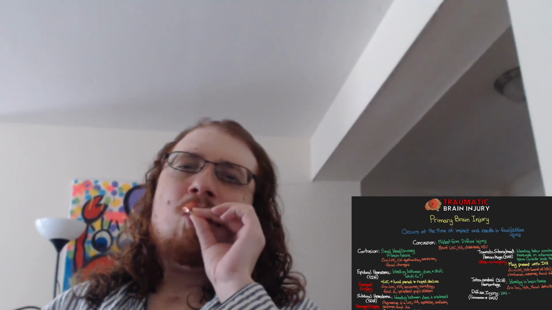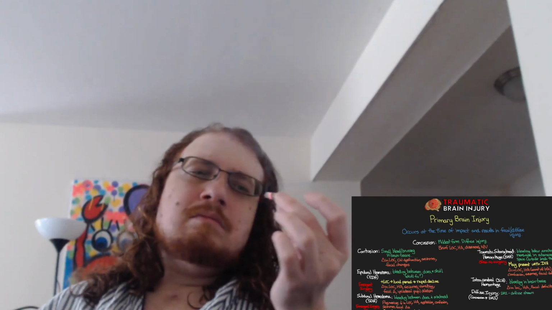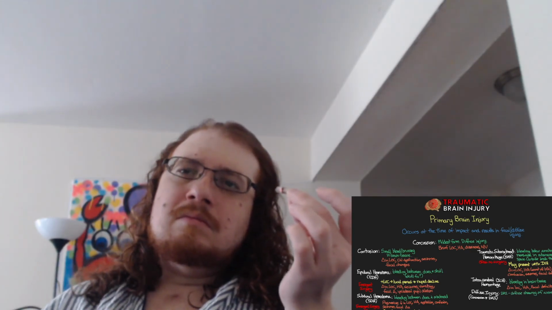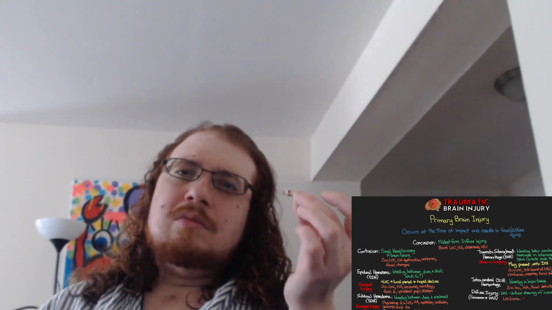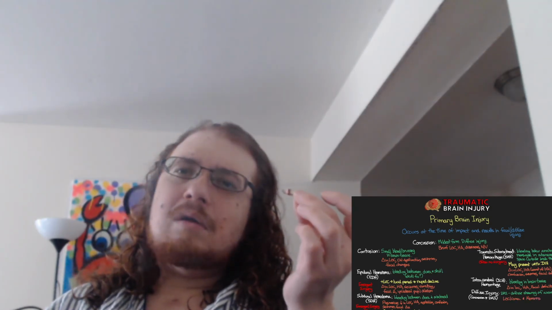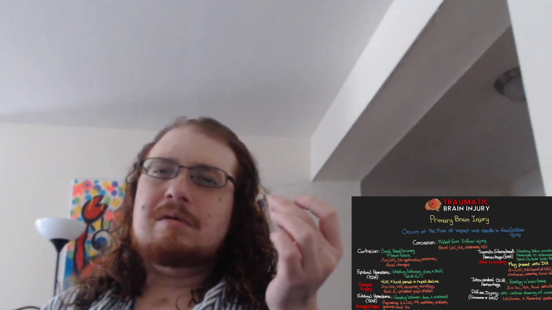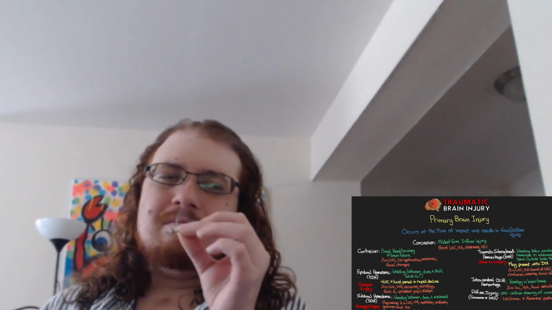And essentially, in the case of DAI, this is where we just have this diffuse injury, this diffuse shearing of these axons. And then these patients are going to present with the loss of consciousness and coma and abnormal posturing. And again, as I had mentioned earlier, oftentimes these are going to appear normal on the CT, and if anything, you just might see this diffuse edema as a result.